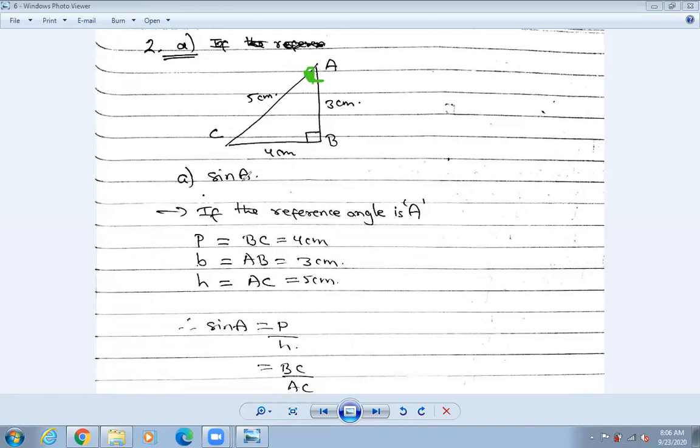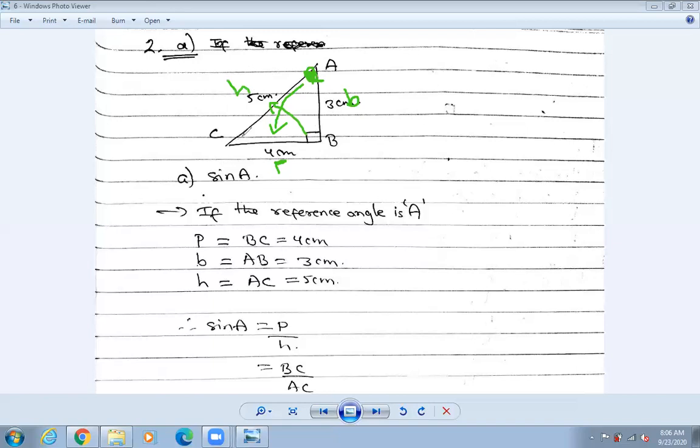The reference angle is A. What do we call the opposite of the reference angle? Opposite, otherwise we can call it perpendicular. What do we call the side that touches both the reference angle and the 90 degree angle? We call it the base. And the opposite of the 90 degree angle is called the hypotenuse. This is the reference angle, that's why this is the value of PBH.